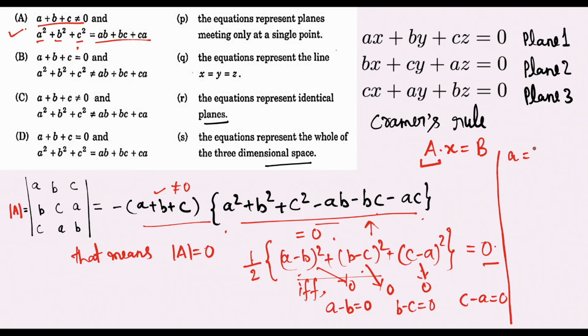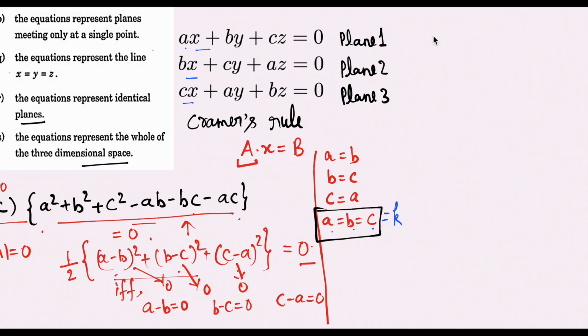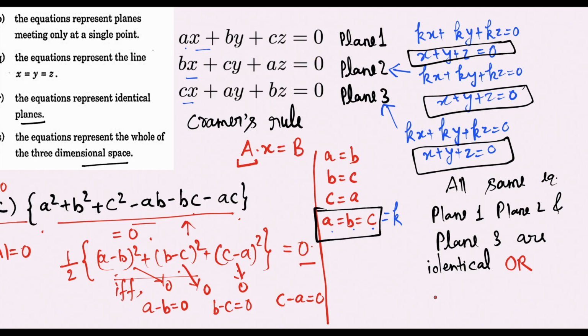From there we can conclude that a is equal to b, b is equal to c, and c is equal to a. That means a is equal to b is equal to c. Let a, b, c equal k, and we rewrite the equations of planes 1, 2 and 3 by replacing a, b and c by k, and we get the plane 1 equation as x plus y plus z equal to 0, and the other two equations of plane 2 and plane 3 are also x plus y plus z equal to 0.